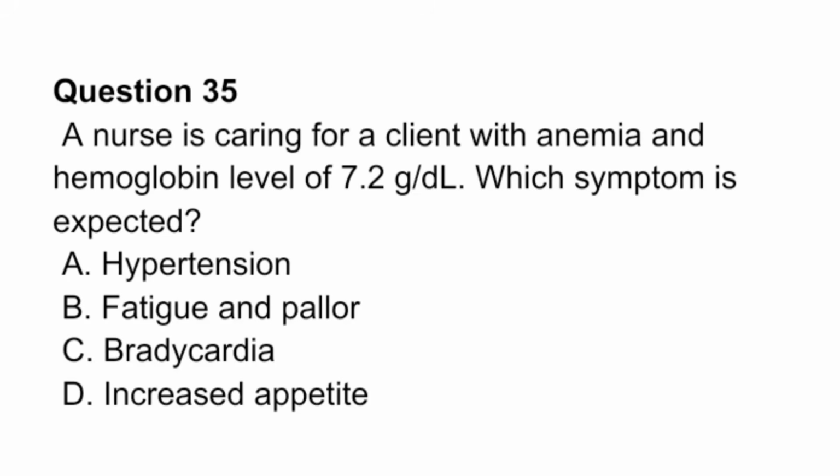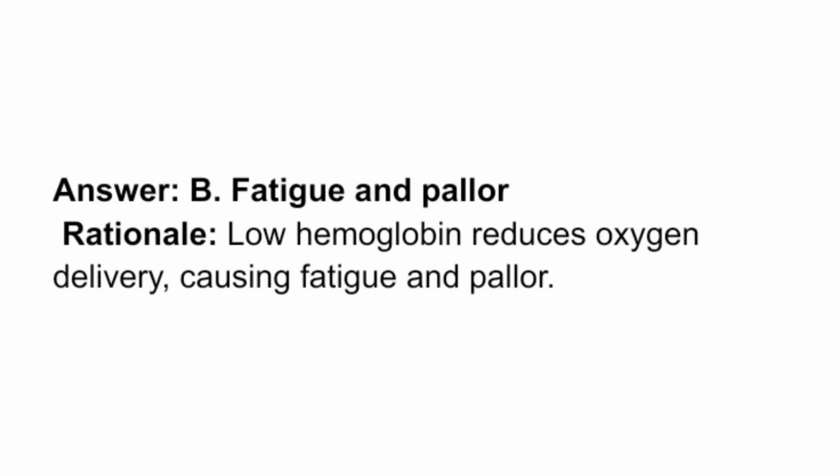Question 35. A nurse is caring for a client with anemia and a hemoglobin level of 7.2 g/dL. Which symptom is expected? A. Hypertension. B. Fatigue and pallor. C. Bradycardia. D. Increased appetite. Answer: B. Fatigue and pallor. Rationale: low hemoglobin reduces oxygen delivery, causing fatigue and pallor.